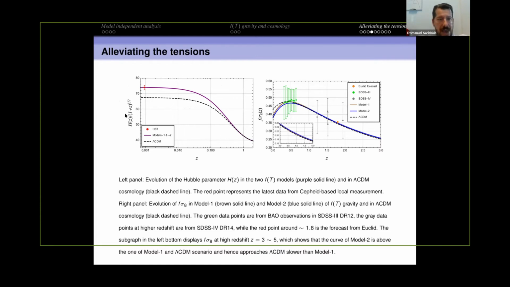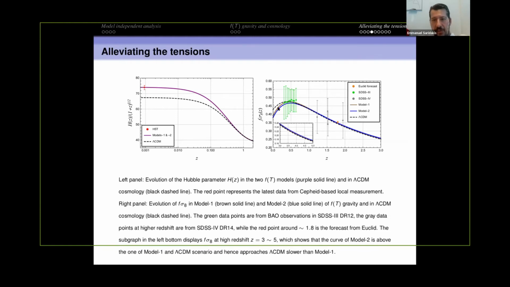This is the Hubble function evolution. So this is the solution of the H naught. You see lambda CDM goes like that. Our models solve the H0 tension. So we have imposed coincidence at the CMB times, and later on, modifications of gravity solve the tension.